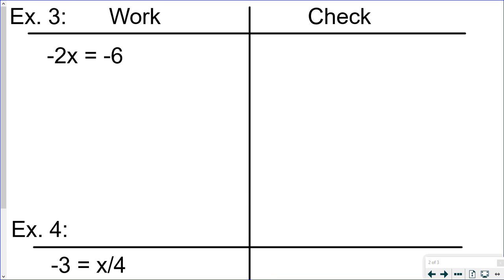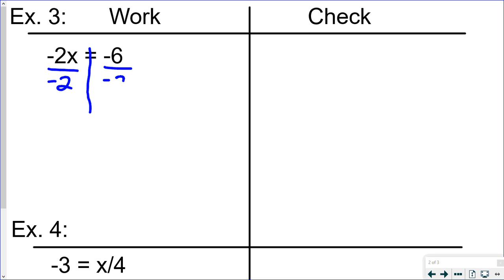All right, in this one, I need to get rid of that negative 2. The operation that I see is multiplication. This is negative 2 times x. So the opposite of multiplication is division. So I'm going to divide both sides by negative 2.